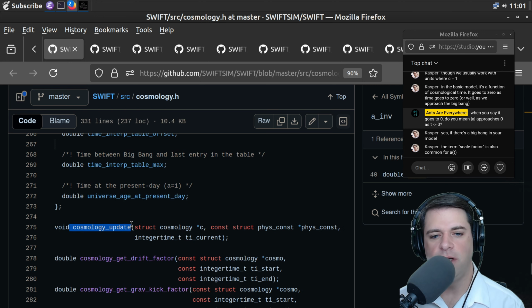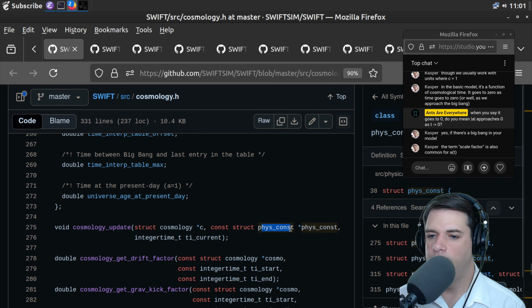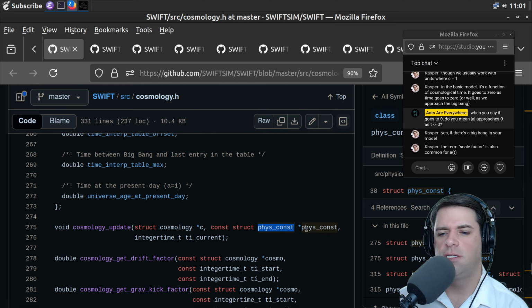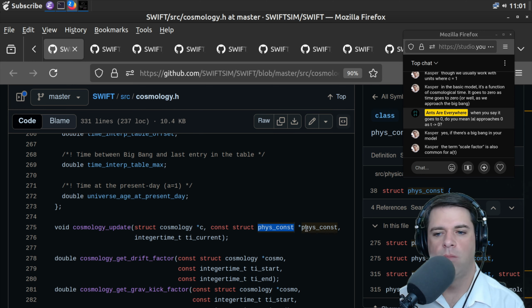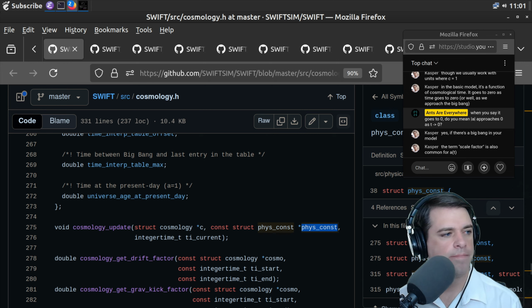So cosmology update is going to take this cosmology struct, a pointer to the struct, and I guess a list of a struct of physical constants. This is possibly so that you can try different constants and see how they work.